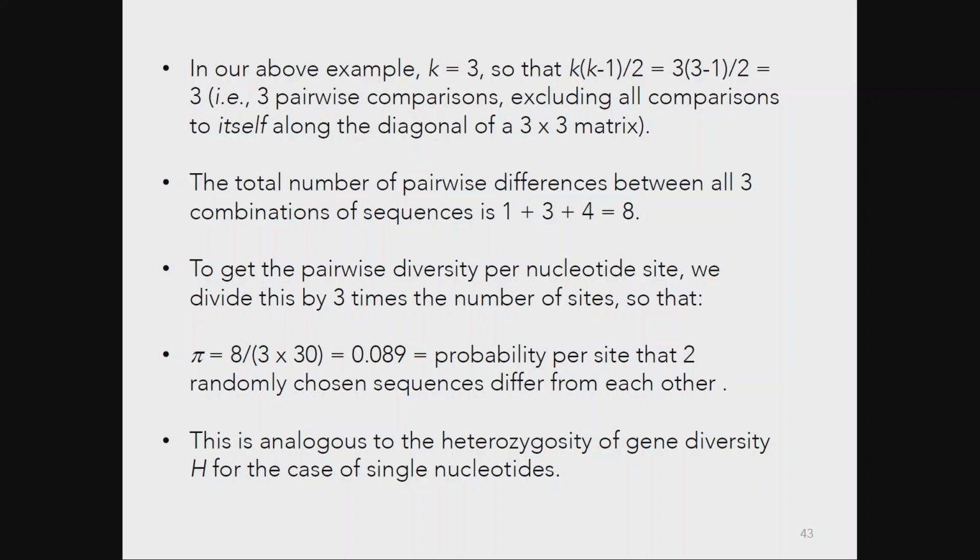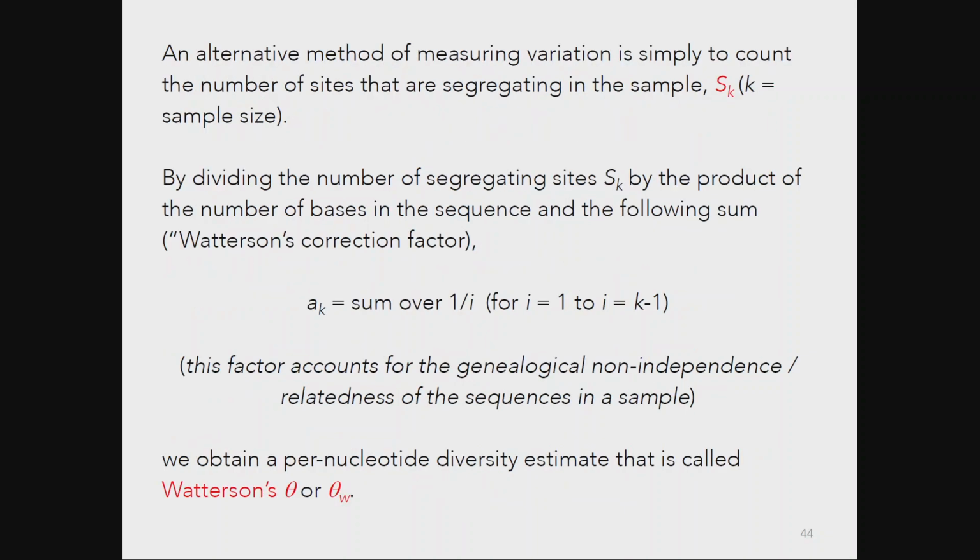And this is completely analogous to the heterozygosity or gene diversity H for the case of single nucleotides. This is the measure that most people use. In my lab, anyone doing population genomics who is analyzing sequencing data is essentially calculating pi to figure out how much diversity there is. Now, the interesting thing, yes, please.